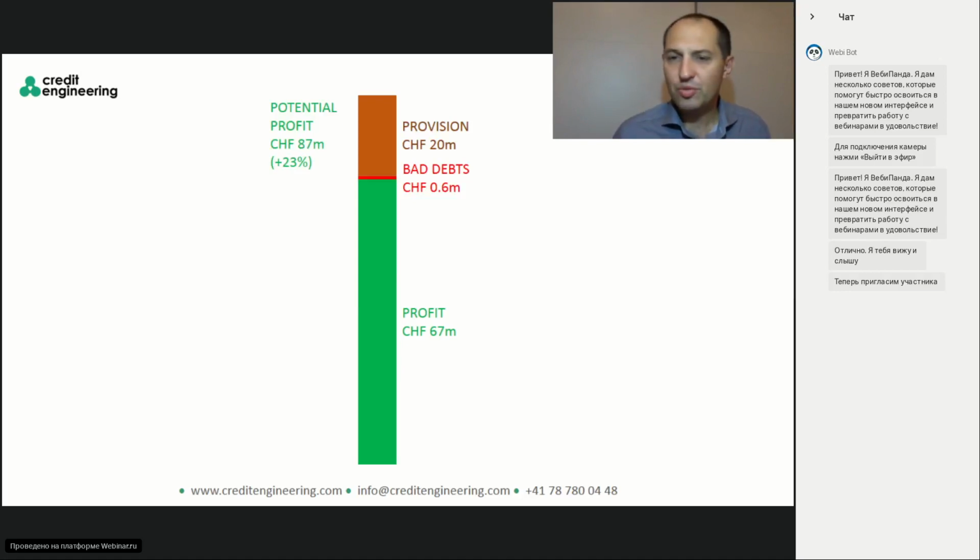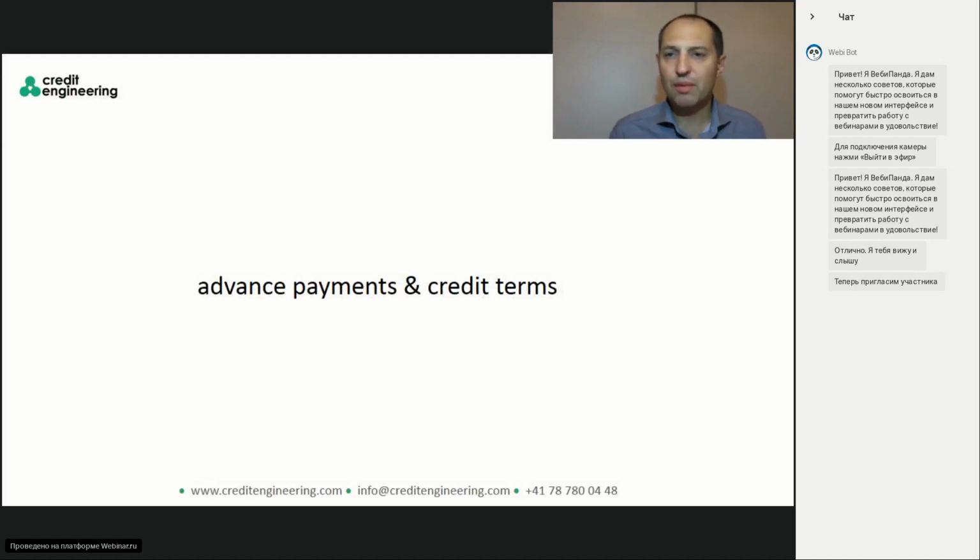Now, as we already see that bad debts are important, let us see what we can do about that. We all know that bad debts come to the company in two cases: when we advance payments to our suppliers and when we extend credit terms to our customers. One could say, okay, if it is that risky, why do we do that?